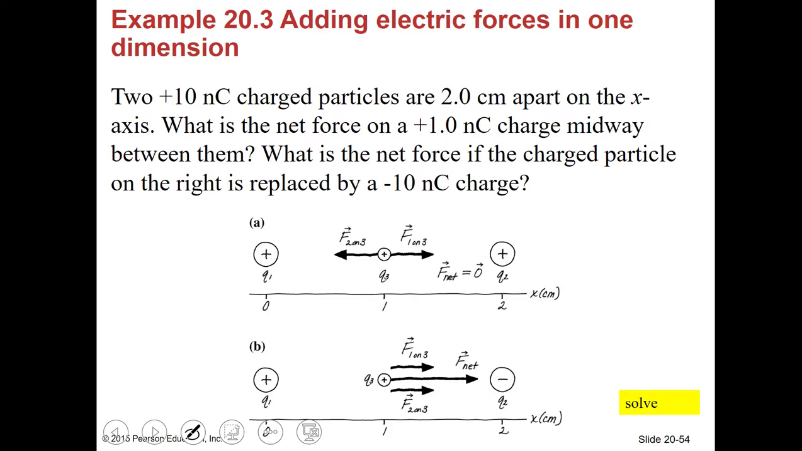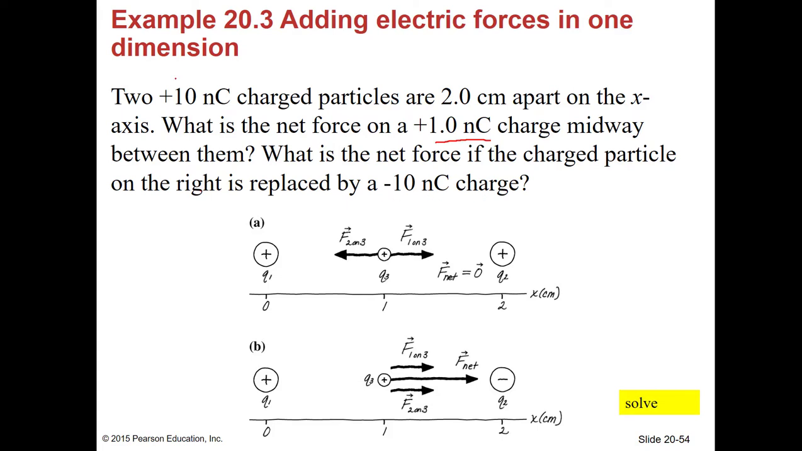Let's take a look at this one. We've got two plus 10 nanocoulombs. So remember, nano is 10 to the minus 9th. So plus 10 nanocoulomb charged particles are 2 centimeters apart. Okay, that's perfectly good. It's not in meters, so be careful with that. On the x-axis, what is the net force on a plus 1 nanocoulomb charge? So what's the force on this charge midway between them? And then what is the net force if the charged particle on the right is replaced by a negative 10?